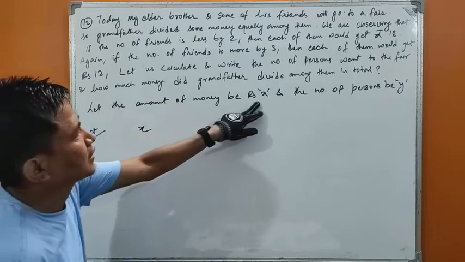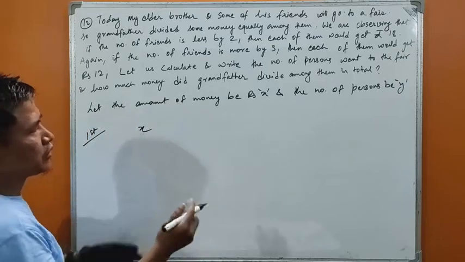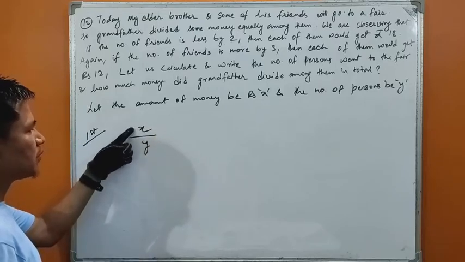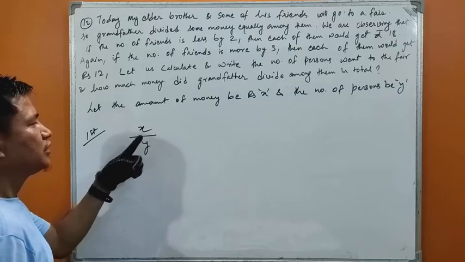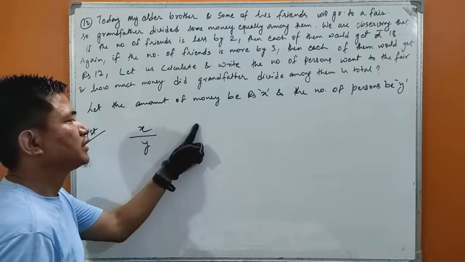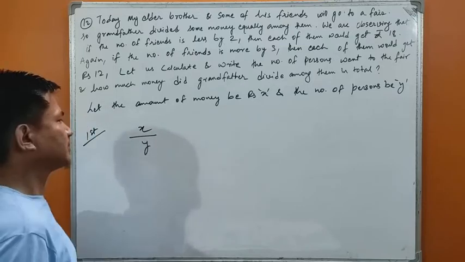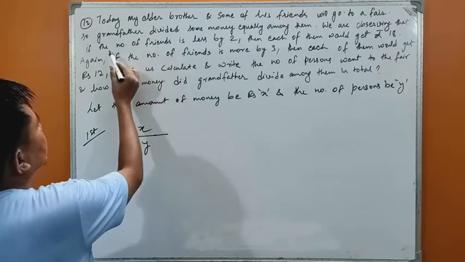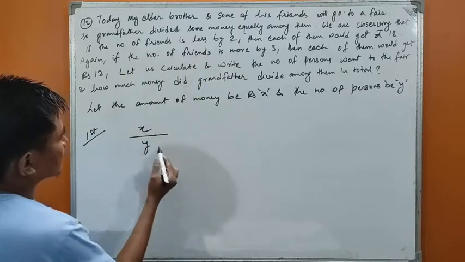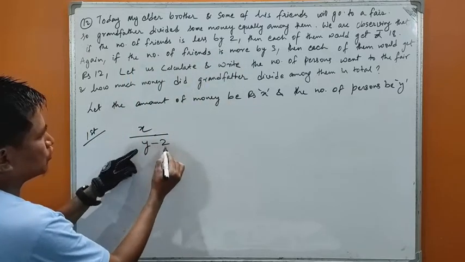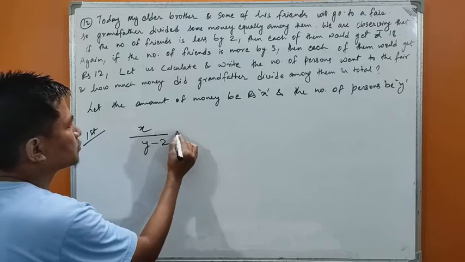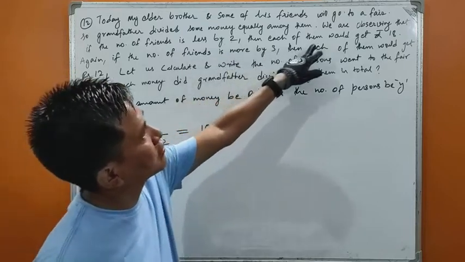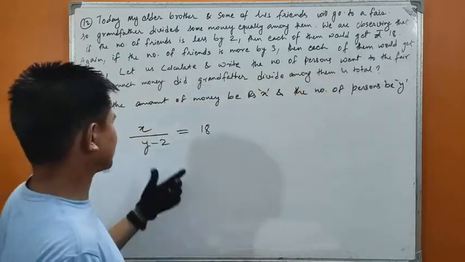The amount of money is X, and the total number of persons is Y. If we divide the total sum of money by the total number of persons, you will get the amount of money that one person will get, isn't it? In the first condition, if the number of friends is less by 2, that is Y minus 2, then each person would receive 18. Each person would get rupees 18. Okay, this is the first condition.